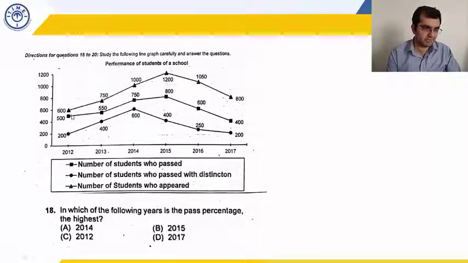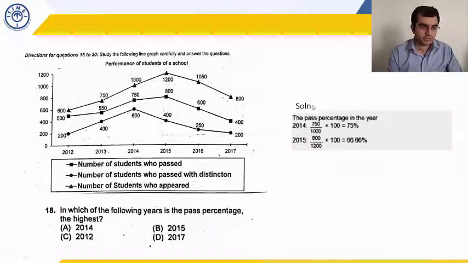So you look at 12, gap is 100; 14, gap is 250; 15, gap is 400; and 17, gap is 400. So most probably my answer is going to be 2012 because that is the closest. So let's see. We are going by the answer options. 2014, out of 1,000, 750 passed.